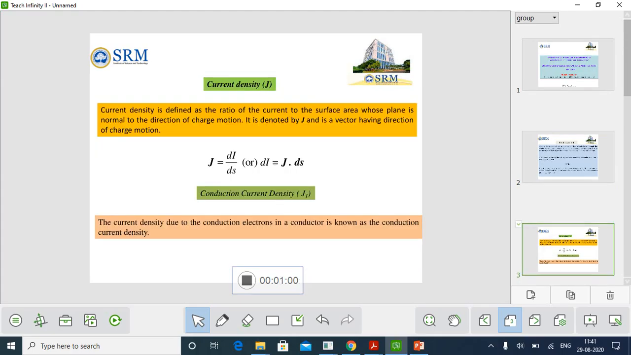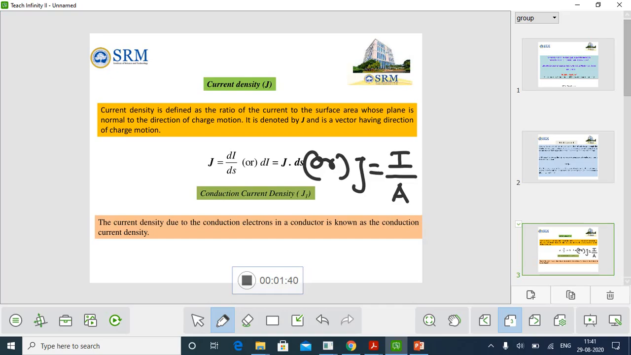Then the next topic is current density. Let us see what is meant by current density. Current density is defined as the ratio of the current to the surface area whose plane is normal to the direction of charge motion. It is denoted by capital J and is a vector having the direction of charge motion. So J equal to di by ds, or di equal to J dot ds, or we can write J equal to I by A.